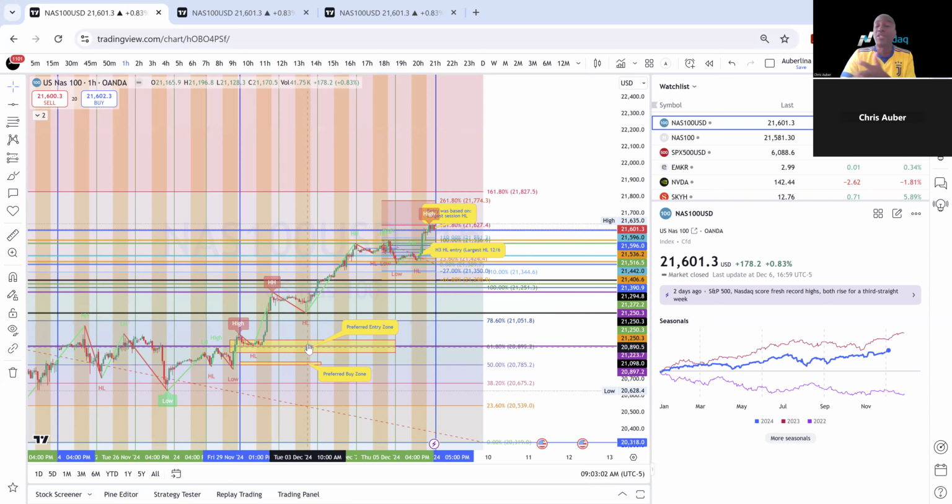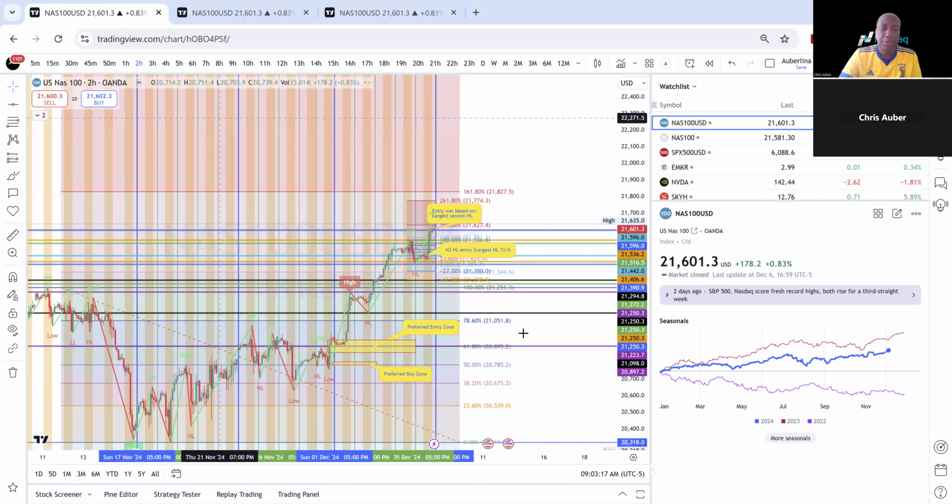Okay. Now this is the 1 hour. But remember, I trade every single time frame. So which means if I see what I'm looking for playing out on bigger time frames, then that's more validity in order for me to take the trade. So let's look at the 2 hour, for example.